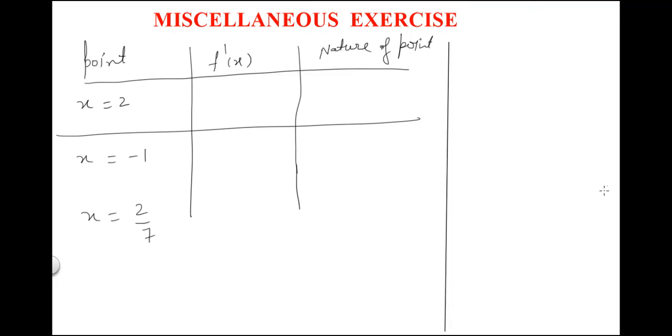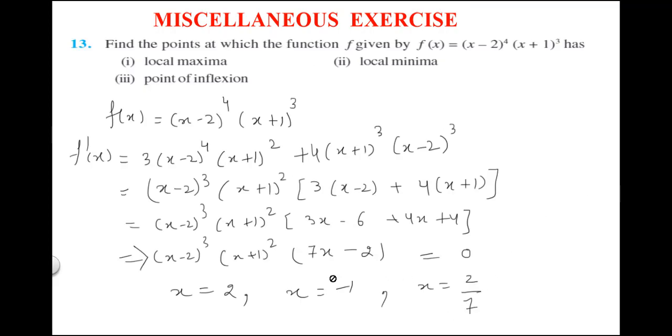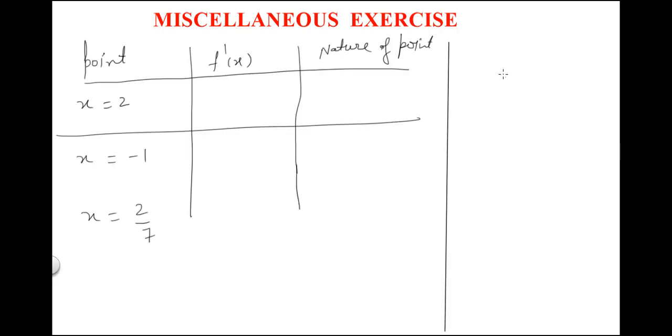Let us write the first order derivative here. What is the first order derivative that we got? This is the first order derivative: (x minus 2) whole cube, (x plus 1) whole square, (7x minus 2). Let us write that. So we have (x plus 1) whole square, (x minus 2) whole cube and (2x minus 7). So a value less than 2. When x is less than 2, suppose we put a value less than 2, let us consider it as 1, for easy calculation.